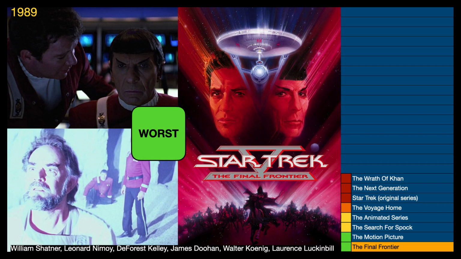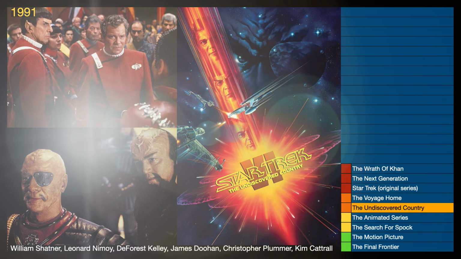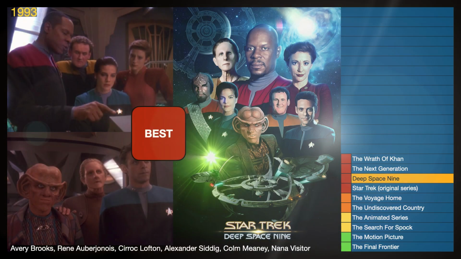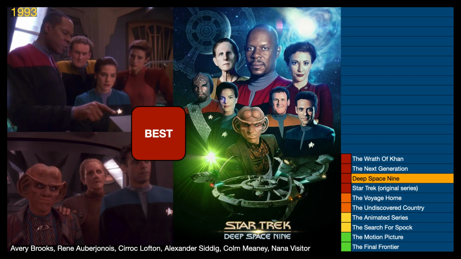1989, The Final Frontier. The original crew confront a renegade Vulcan searching for God at the center of the galaxy. 1991, The Undiscovered Country. The original crew pursue peace with Klingons against sabotage by unknown conspirators. 1993, Deep Space Nine, a spin-off from The Next Generation, occurring on a space station next to a wormhole managed by Commander Sisko.